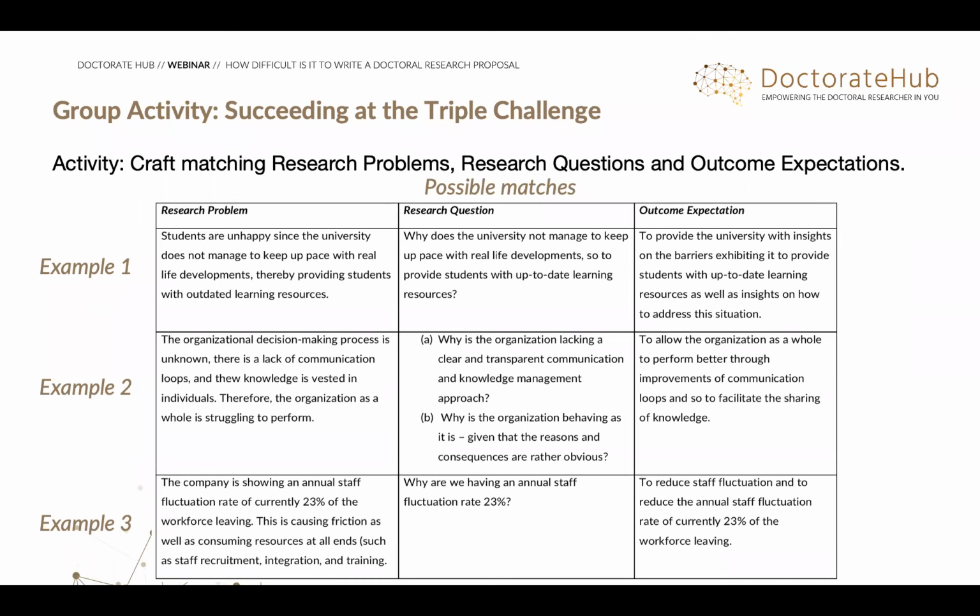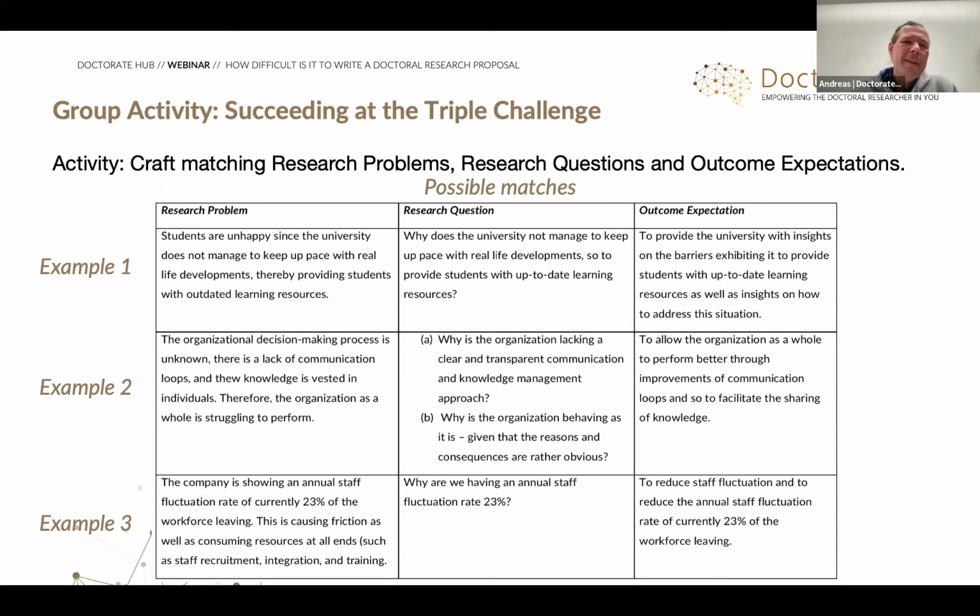So one of the research questions for that would be, why do we have an annual staff fluctuation of 23%? And the intention or the outcome would be to reduce that annual staff fluctuation rate of 23% of the workforce leaving. So it's understanding what is going on to be able to then address why the fluctuation has been very large. Okay. Over to you, Andres.